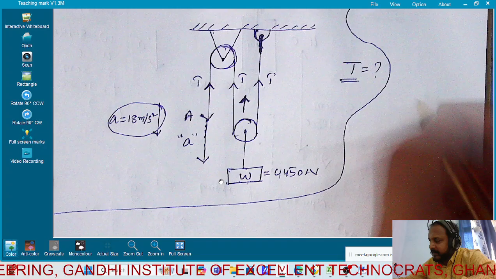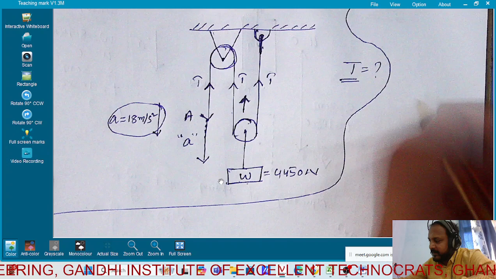Clear? Suppose you are pulling this in the downward direction at point A with an acceleration a. This body also will move in which direction? Very simple thing. It will move in the upward direction, or not? With how much acceleration? I am asking. With the same, no?